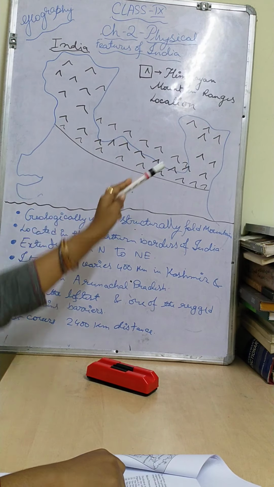Here I have written some points for the Himalayan mountains. What are the Himalayan mountains? The Himalayan mountains are geologically young and structurally fold mountains. Some points I have written over here. It will be very easy to memorize, very easy to learn. That's why I have written this way, and that's why I explain this way only. Okay children, geologically young and structurally fold mountain. Here I want to tell you that in the first video I have already explained how the Himalayan mountain was formed. And in that video I also told you that the Himalaya is a young fold mountain.